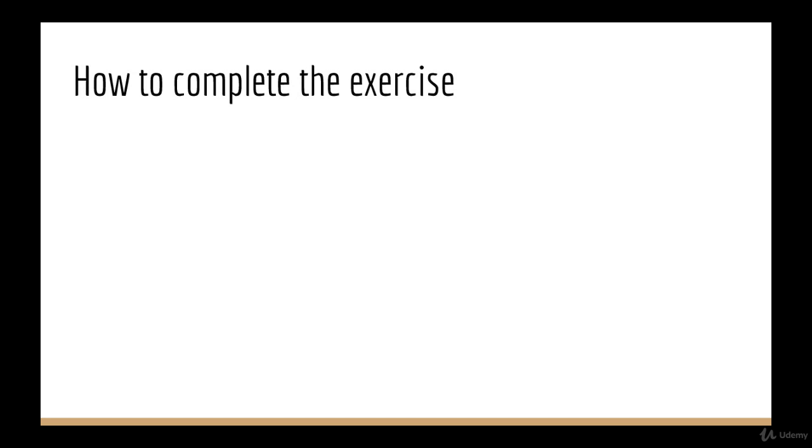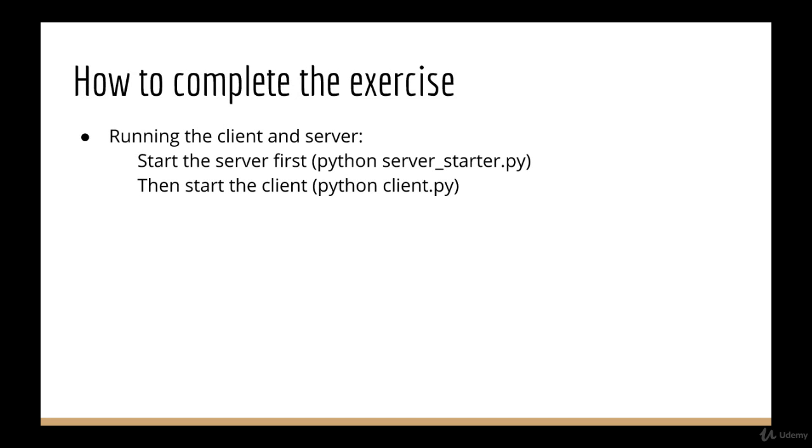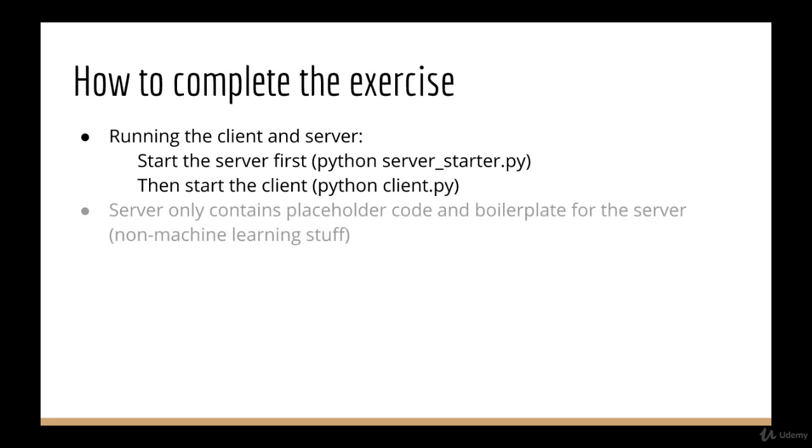So how do you complete this exercise? Well, first, you have to know how to run the client and server. Of course, the server must be running before the client tries to make a request, so you have to start the server first. That's python server starter.py. Then you can start the client. That's python client.py. So right now, the server is very dumb and is not running the Bayesian bandit algorithm. It's just returning the same advertisement every time.